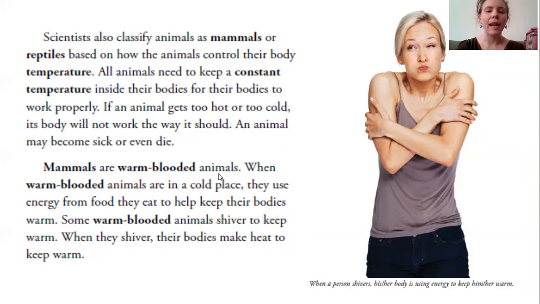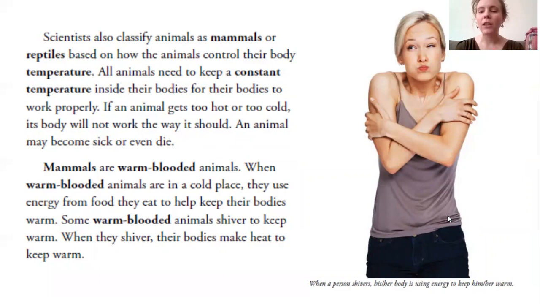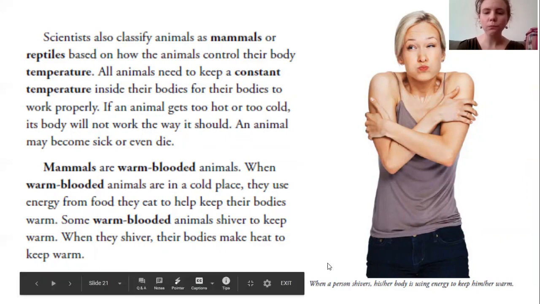Mammals are warm-blooded animals. When warm-blooded animals are in a cold place, they use energy from food they eat to help keep their bodies warm. Some warm-blooded animals shiver to keep warm. When they shiver, their bodies make heat to keep warm. So if you've been outside on a really cold day, you might have started shivering. That's your body trying to make sure that you stay warm enough for everything inside to work properly. So this caption says, when a person shivers, his or her body is using energy to keep him or her warm.